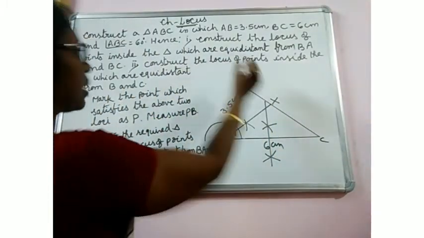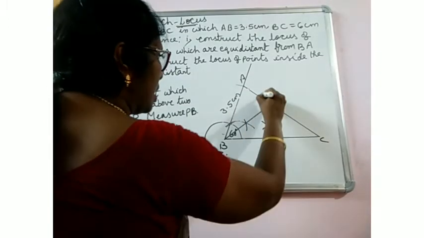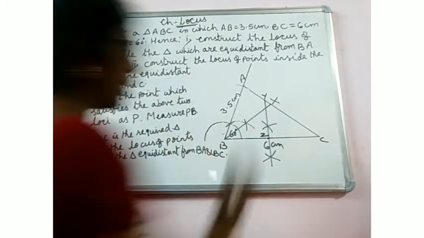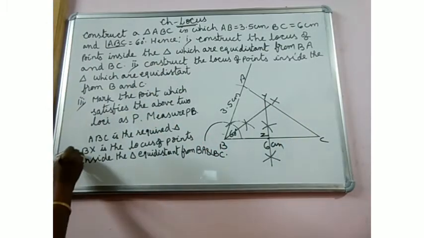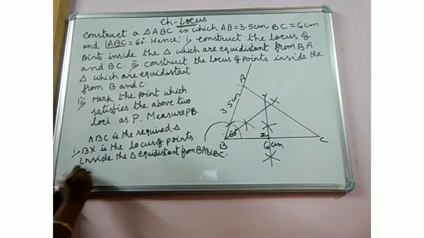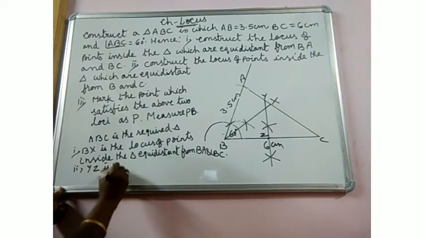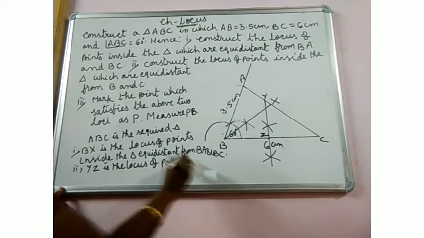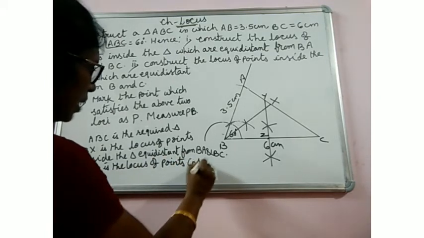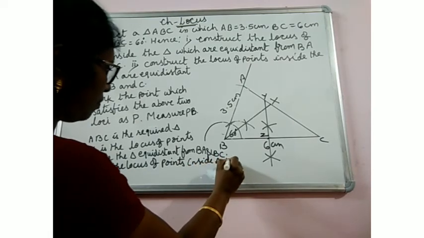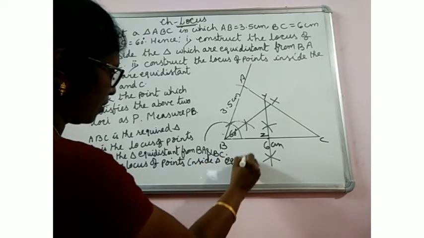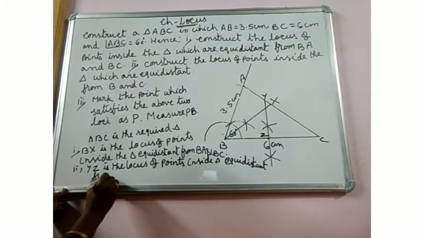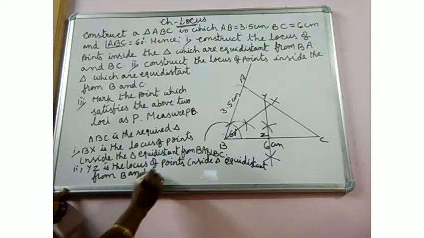And it is inside the triangle. So from here to here, let me name it as Y and let me name it as Z. From Y to Z is the required locus. This is your second bit. YZ is the locus of points, and we have to write it in the form of statements: inside the triangle, equidistant from B and C.